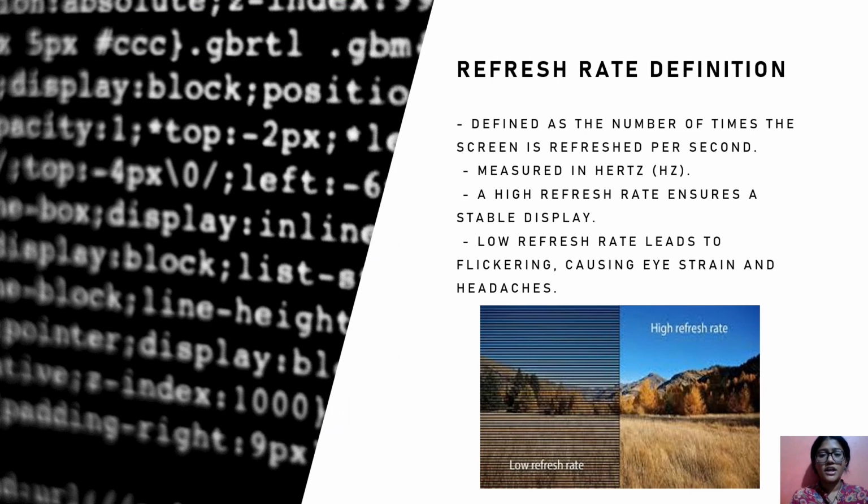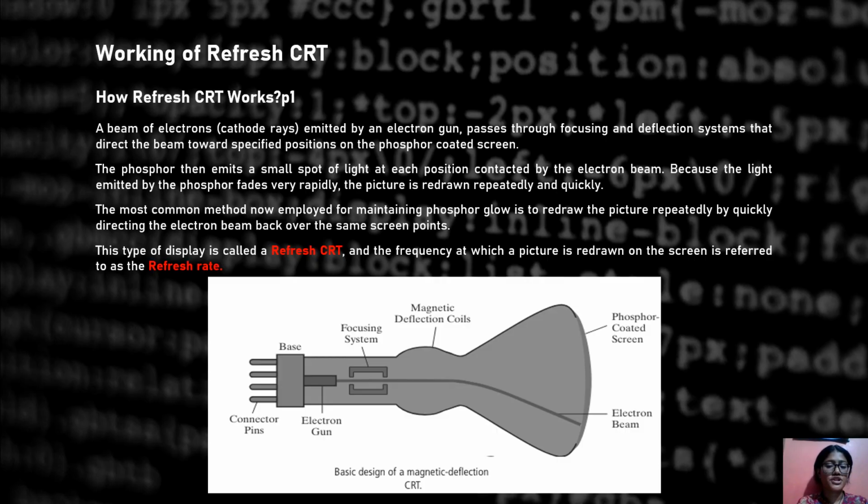Refresh rate definition. It is related to the resolution of the picture that has been formed by the phosphorus screen in response to electron beam. Refresh rates are defined as the number of times the screen is refreshed per second, which is measured in hertz. A high refresh rate ensures a stable display, that is, ensures higher resolution. Low refresh rate leads to flickering, causing eye strain and headaches, which leads to glitches in the screen and improper visualization of the images. Working of refresh CRT.